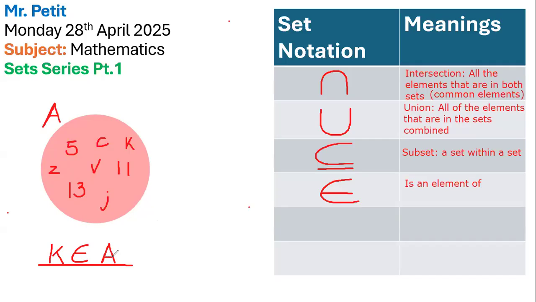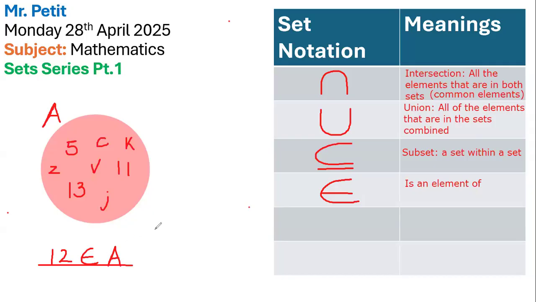True. It's true because K is inside of this thing. So basically when we say "is an element of," we basically mean, does it belong in the set? Does it belong in the set? And finally, for my final one, let's say that 12 is an element of A. Is that true or is that false? False.